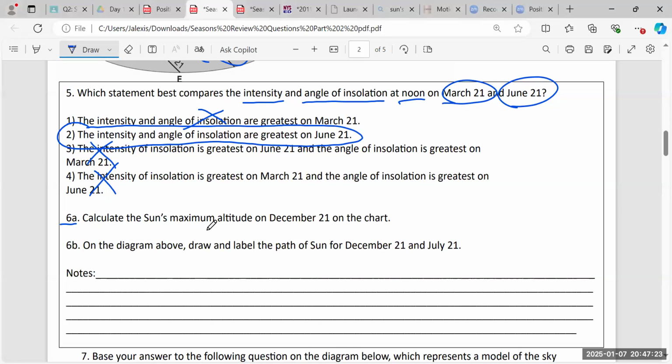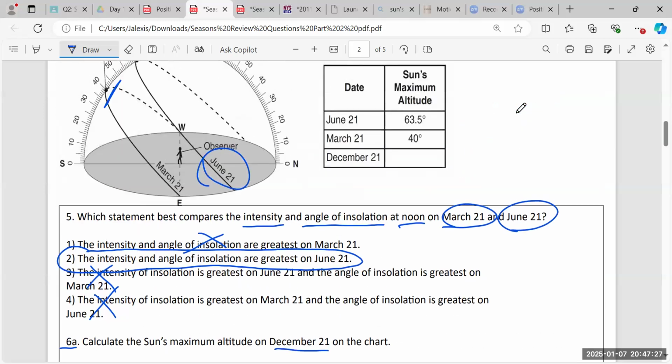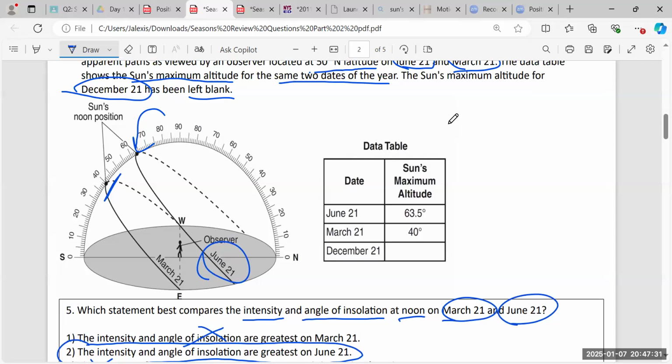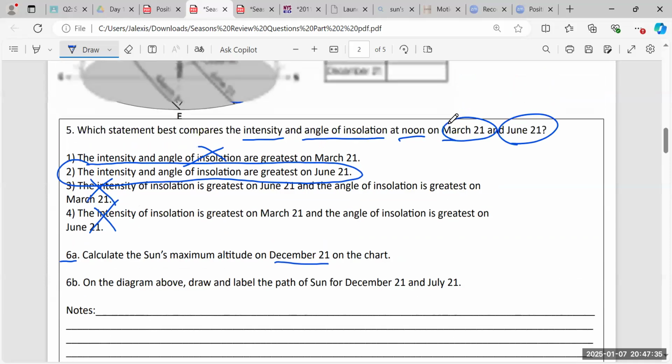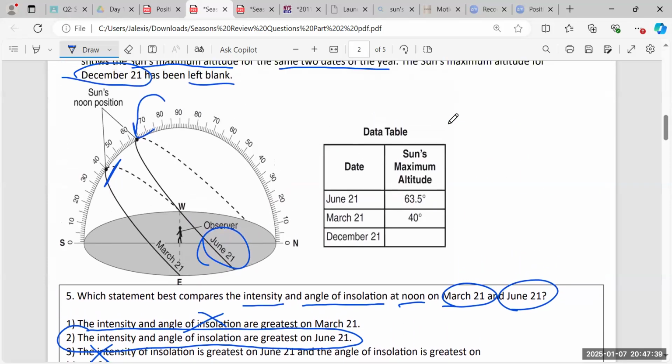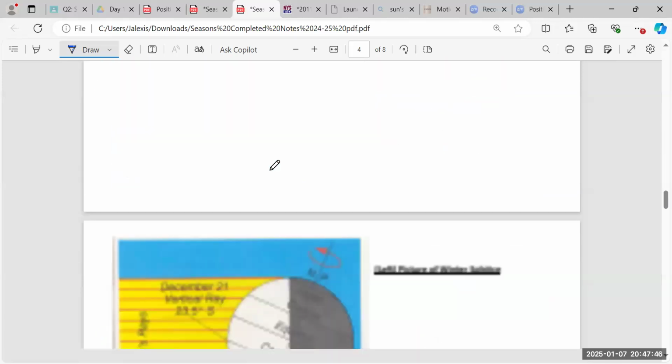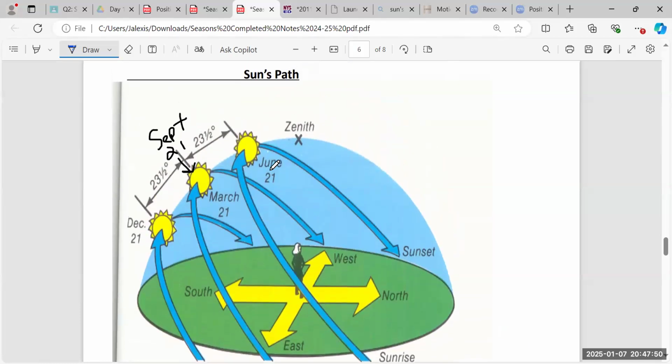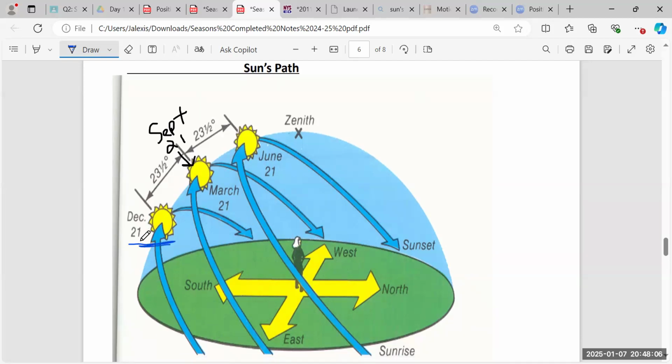6A, calculate the sun's maximum altitude on December 21st on the chart. Well, because of the Earth's tilt, right, the Earth's tilt is at an angle of 23.5 degrees. In our diagram, if we turn all the way to page 6, you can take a look right here. You'll notice that the difference in angle between June 21st and March 21st is 23.5 degrees. That means that December 21st solar noon position is going to be 23.5 degrees lower than March 21st or September 21st, right? Noon sun altitude.